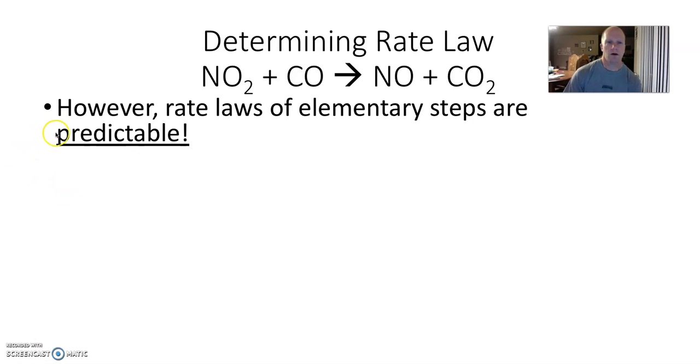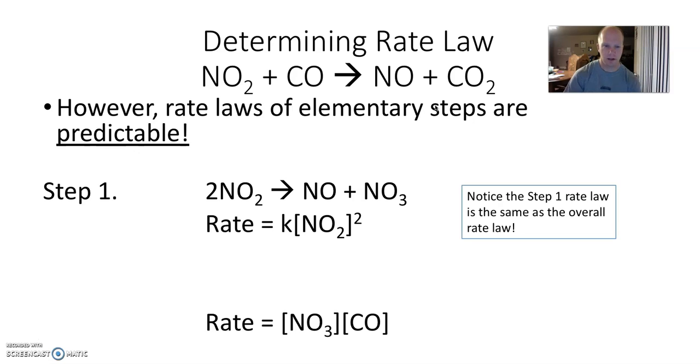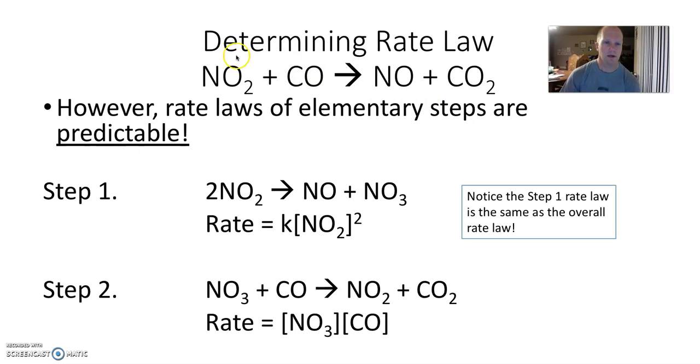Now, we determined the rate law experimentally. But how can we know the rate law if we know what the elementary steps are? By elementary steps I mean those two steps that lead us to the reaction. Here's step number 1, and I'm just going to put everything up here. The rates of these elementary steps are predictable. For this one, the rate is NO2, and it's second order because I've got a coefficient here. That's my rate there. For the second step, my rate is going to be the concentration of NO3 times the concentration of carbon monoxide.